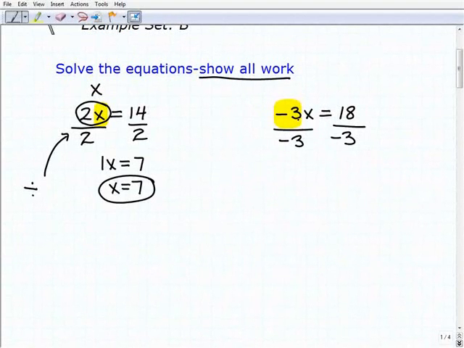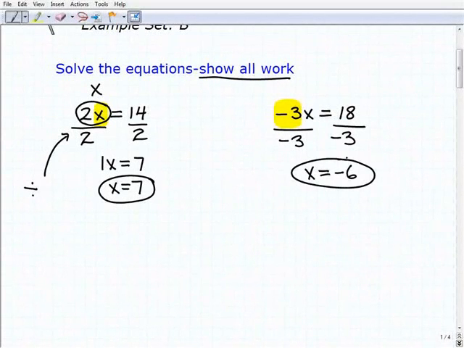Now, let's see why we had to do that. Negative 3 divided by negative 3 is a positive 1. That's what we want. If we just use 3, we'd get a negative 1. So this is going to be positive 1x, or x, and that's going to be equal to 18 divided by negative 3, which of course is negative 6.